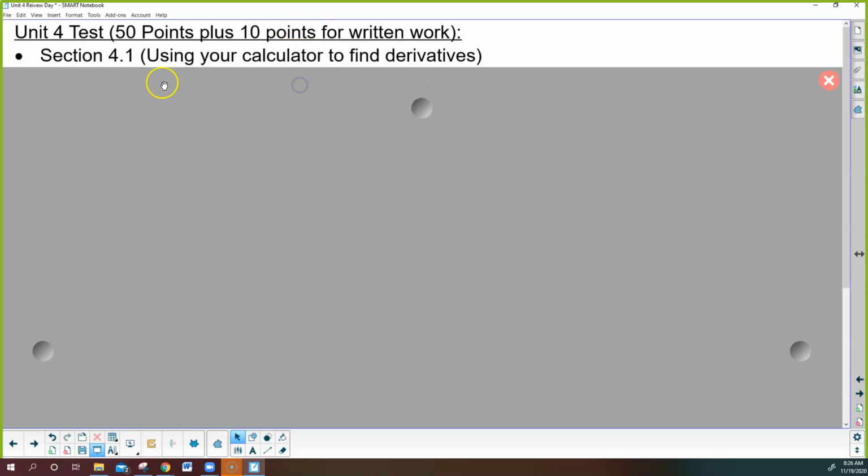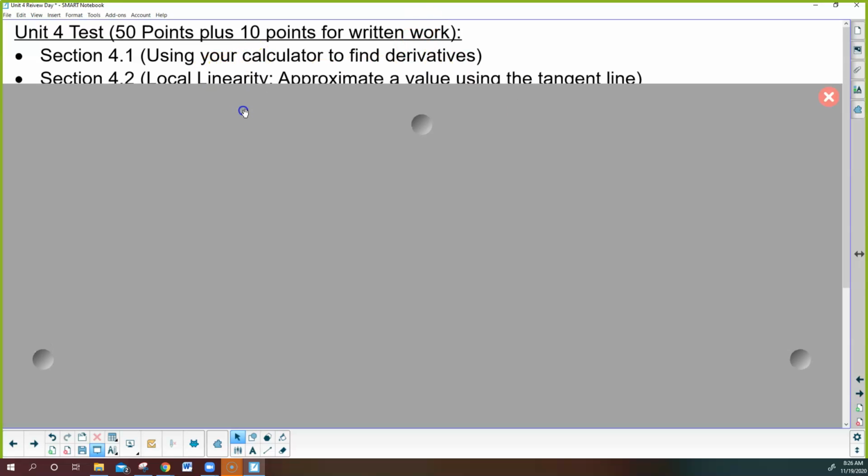So what is going to be on the test? Well, we didn't cover this directly as one specific unit, but we took 3 separate days as warm-ups. Basically 4.1 was, how do you use your calculator to find derivatives? That's what we did in the warm-up today. So here's the context of the problem, use it to find the derivative. You don't have to show any work, you just plug it into your calculator and you're good to go.